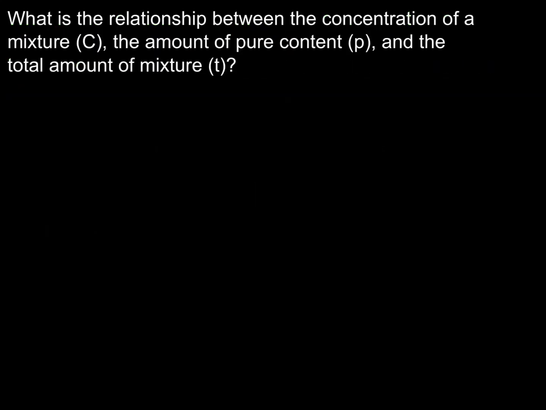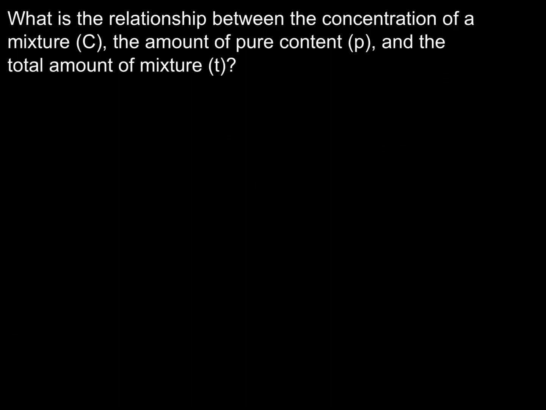So to get us prepared for this last type of equation that we're going to discuss, I want you to answer this question. What is the relationship between the concentration of a mixture, C, the amount of pure content, P, and the total amount of mixture, T? So think about it, maybe come up with a little bit of an example for yourself. I know we've talked about juice in the past or a chemical composition. But try and write a relationship. If you can, try and write it in words and as a mathematical equation, and then we'll talk about it briefly.